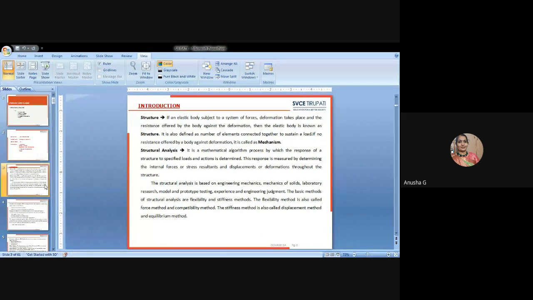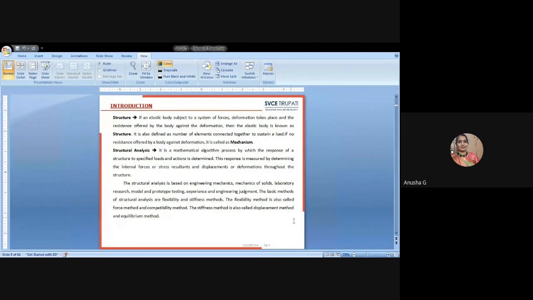Here, whenever we are going to the structural analysis, we have to know about the structure. A structure is an elastic body that will be subjected to a system of forces with deformation. Some deformation will take place, and the resistance offered by the body against the deformation, up to the elastic limit, is known as a structure.